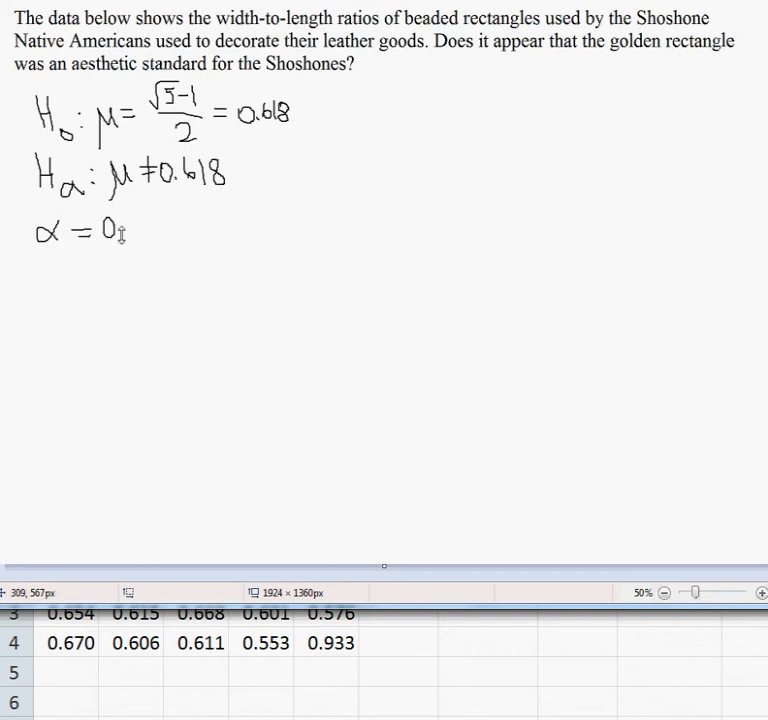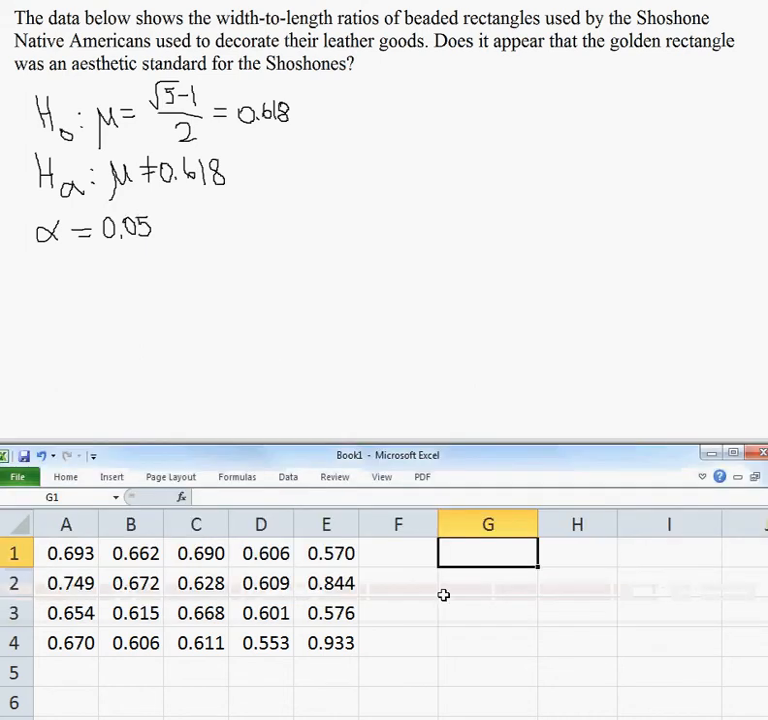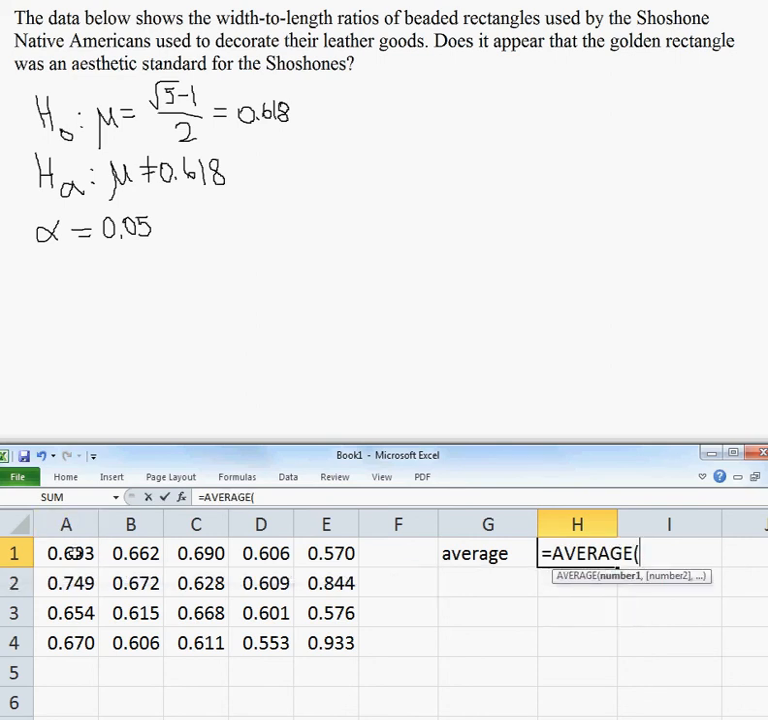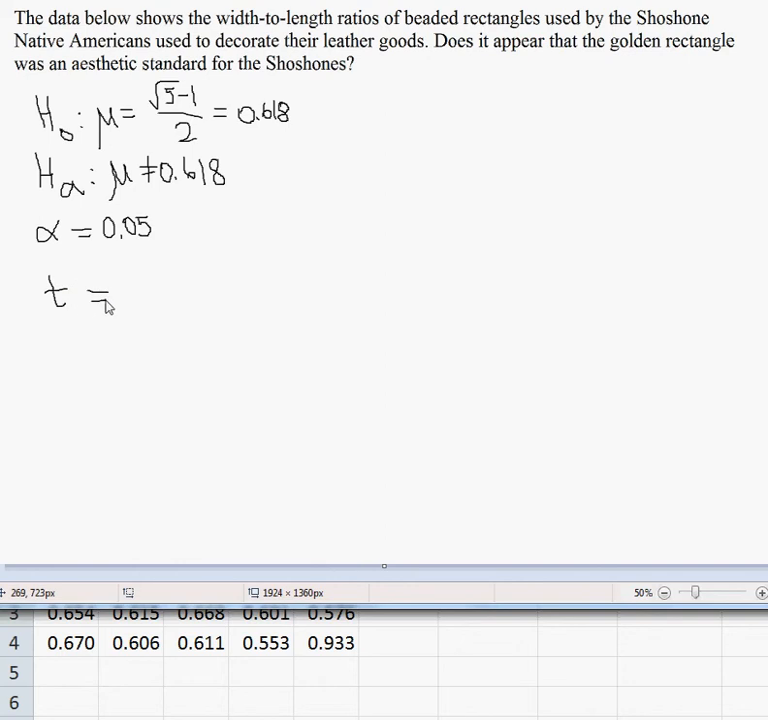Okay, we took alpha to be 0.05 as usual, unless the problem says otherwise. Now we compute the average, and the average of these numbers works out to be 0.661, and the standard deviation of these numbers works out to be 0.0925. So now we compute the t-value, which will be equal to x bar minus mu divided by s over the square root of n.